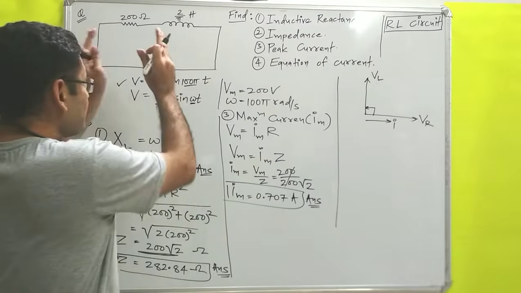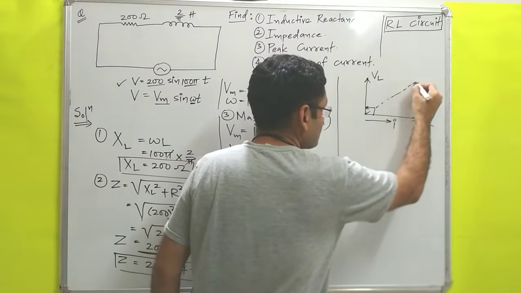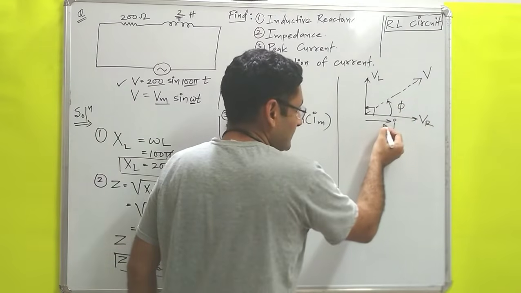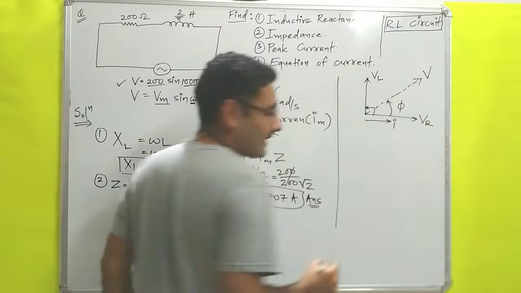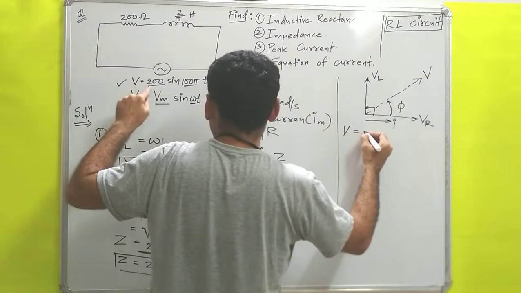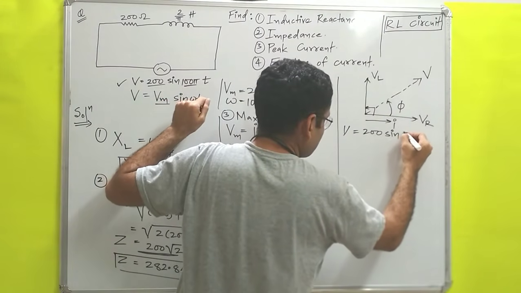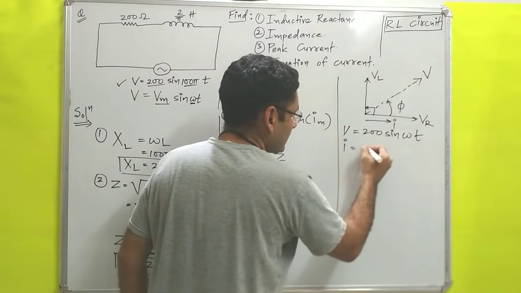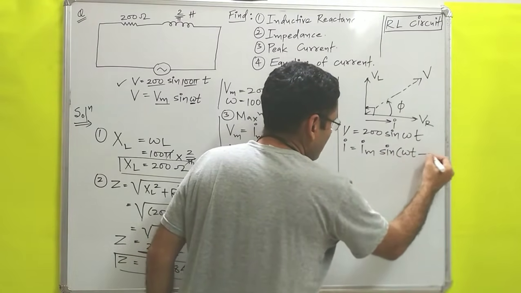Acha, when both of these devices are combined, what happens? We have to find its resultant. So the resultant potential will be this, which is at an angle of phi. That means current lags behind the resultant potential by phi when both are combined. So if the equation of potential is given as 200 sine of 100 pi into t, that is omega t, that is your omega, that is your t, then the current equation will be Im sine omega t minus phi.